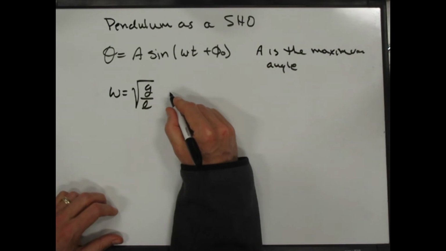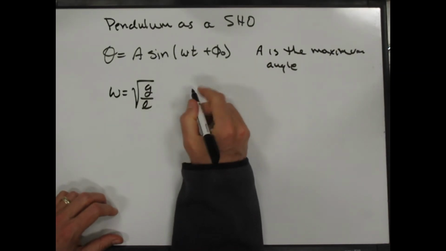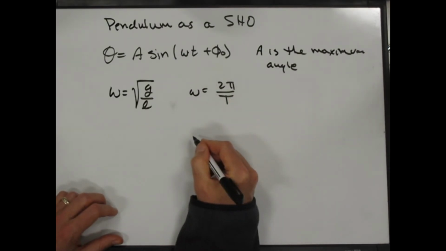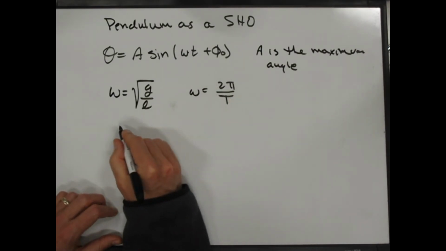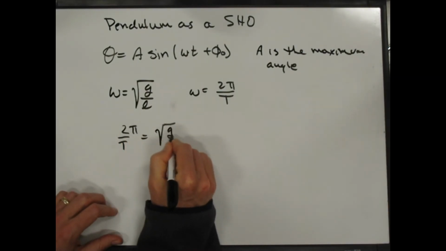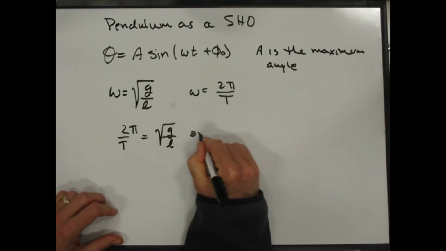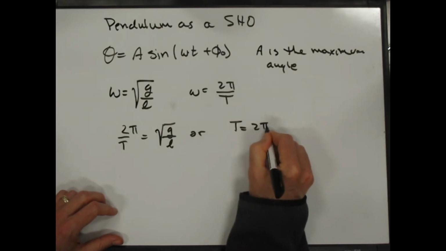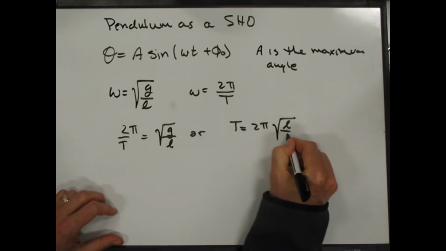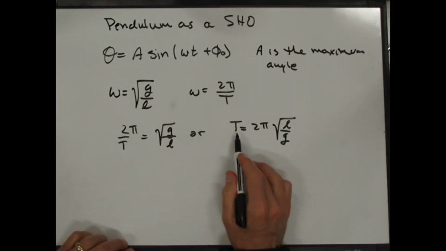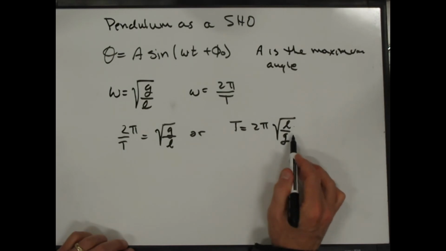That's the angular frequency. If you remember, omega is also equal to 2 pi over the period. And so that means that 2 pi over the period is equal to the square root of g over L, or the period is equal to 2 pi times the square root of L over g. I'll get another sheet and do a few examples of this. So this relates the period to the length of a pendulum and the acceleration of gravity.